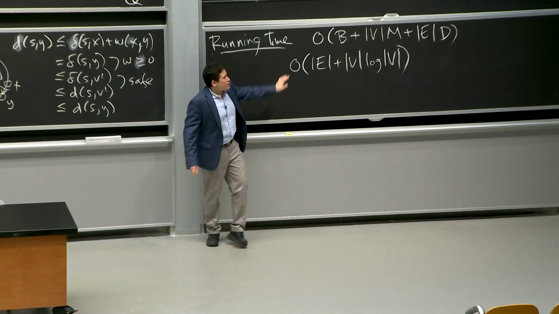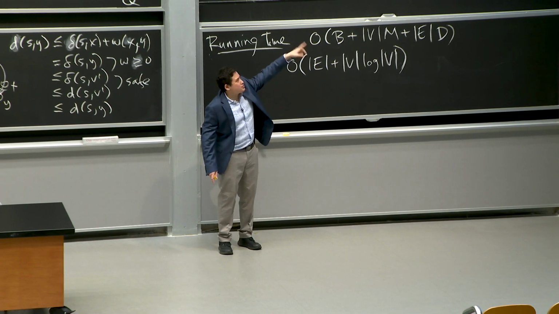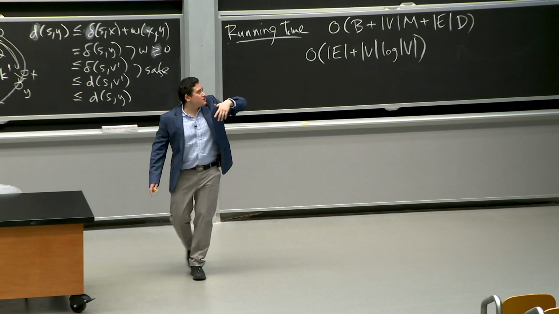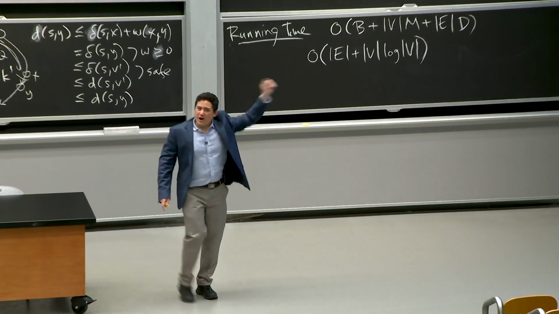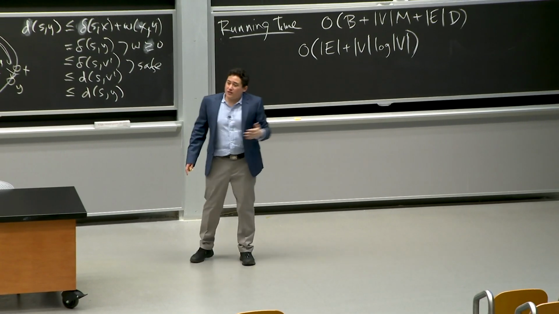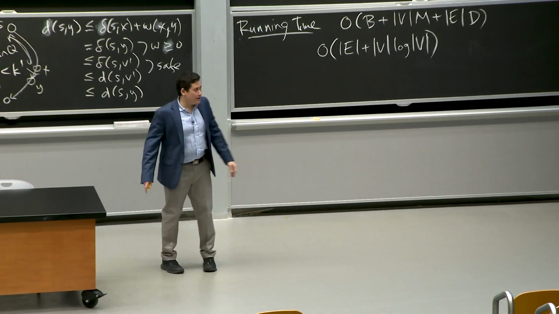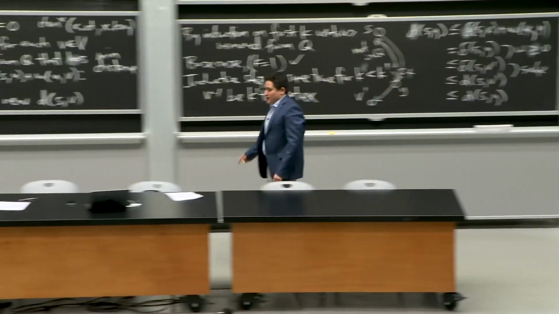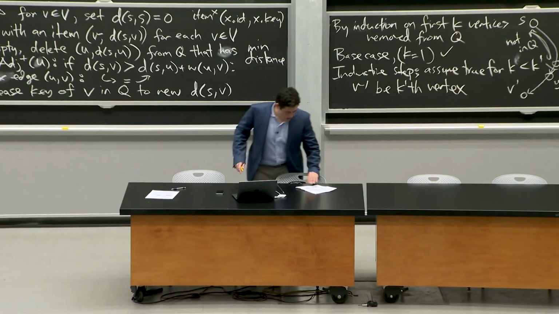So they are usually in one of these first two cases, where V squared is linear when your graph is dense, or we're very close to linear, E times log V, which is V log V if your graph is sparse, okay? So that's the running time of Dijkstra, okay?